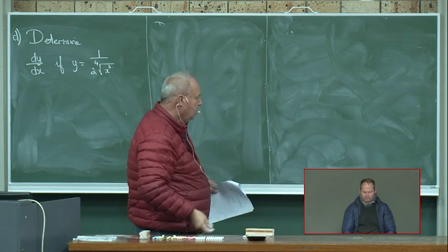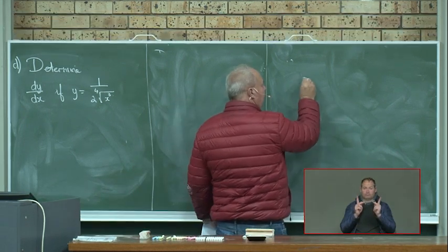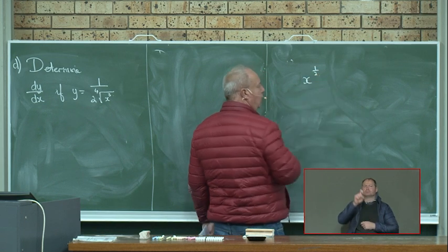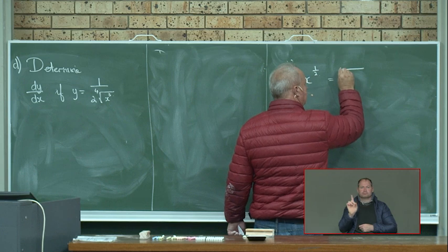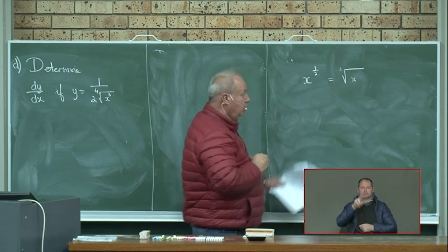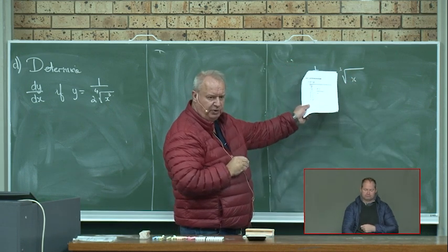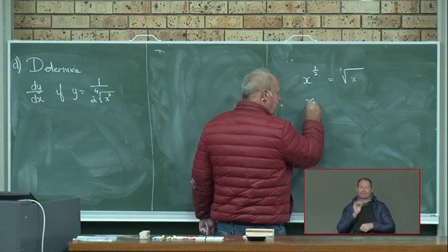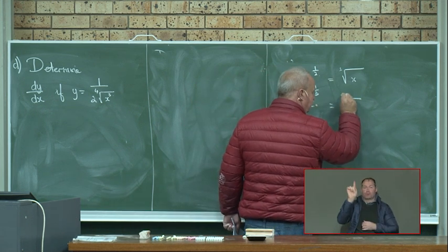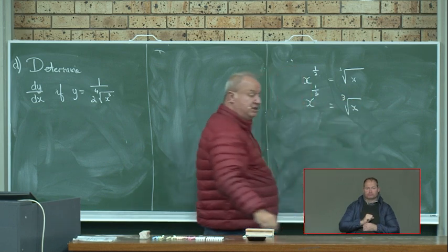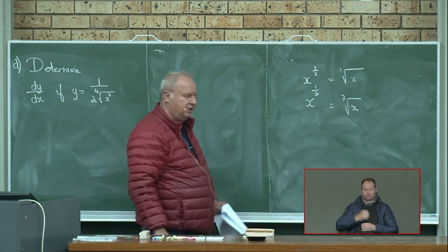Okay, I'm going to say to you x to the power of a half. What does that mean? The square root of x, correct? You don't have to put a 2 there if it's the square root. If I say to you x to the power of a third, it is the cube root of x. Does everybody understand that? Right.